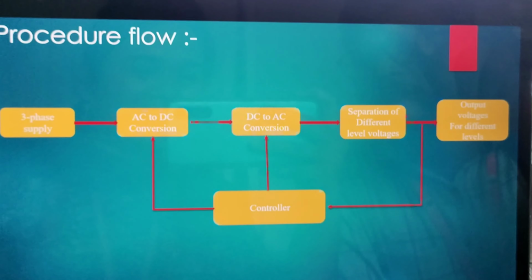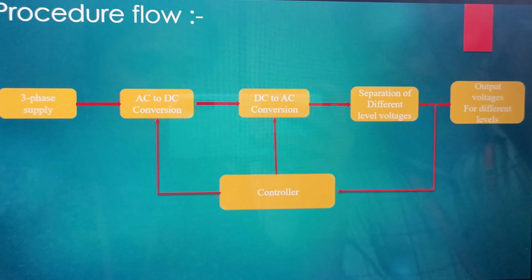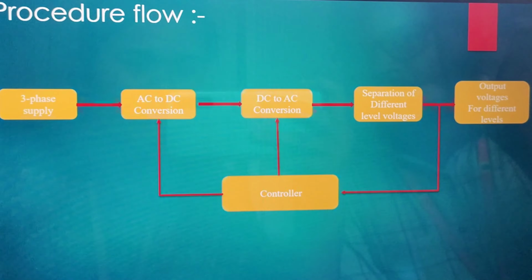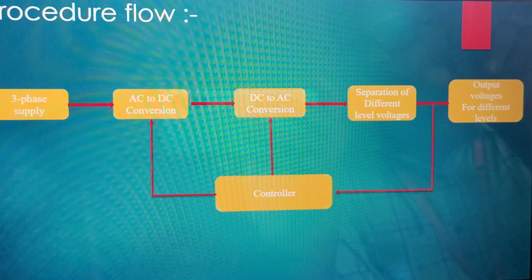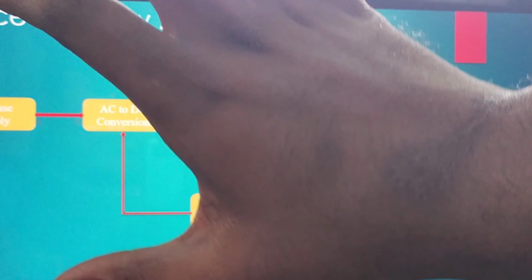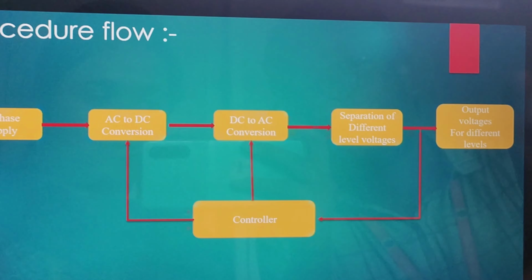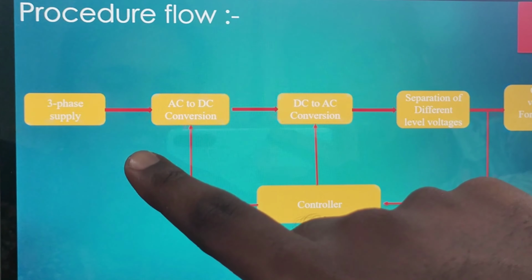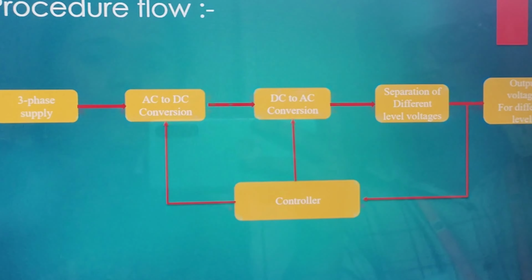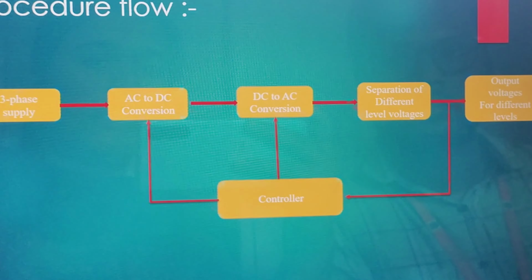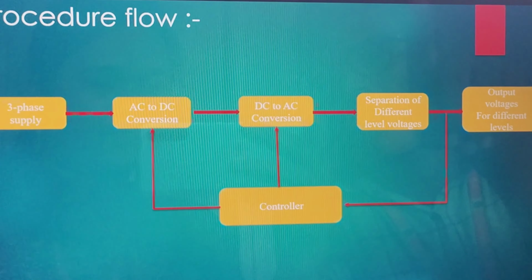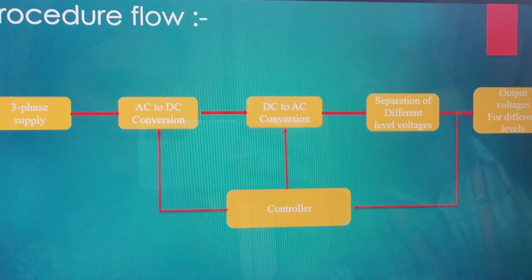Here a 3-phase supply is present. The 3-phase supply is converted by AC to DC conversion, and again DC to AC conversion. Then we use the isolation transformer for suppression of differential voltage levels, and then we get the output. This is the complete flow diagram of our project. First the 3-phase supply is converted from AC to DC, and then from DC to AC, then the isolation transformer suppresses differential voltage levels and we get the output.